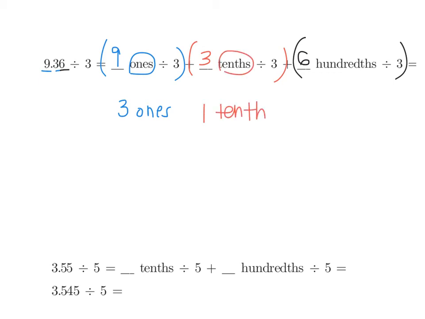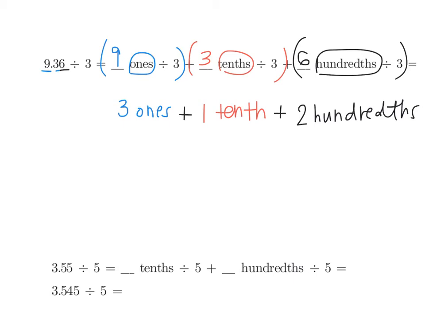Okay. If I have 6 things and I split it into 3 equal groups, how much are in each group? 2. But what are my things? Hundredths. So I have 2 hundredths. Okay. So if my final answer is 3 ones plus 1 tenth plus 2 hundredths, the answer would be 3.1 tenth, and then I have 2 hundredths. So therefore, 9.36 divided by 3 is equal to 3.12.